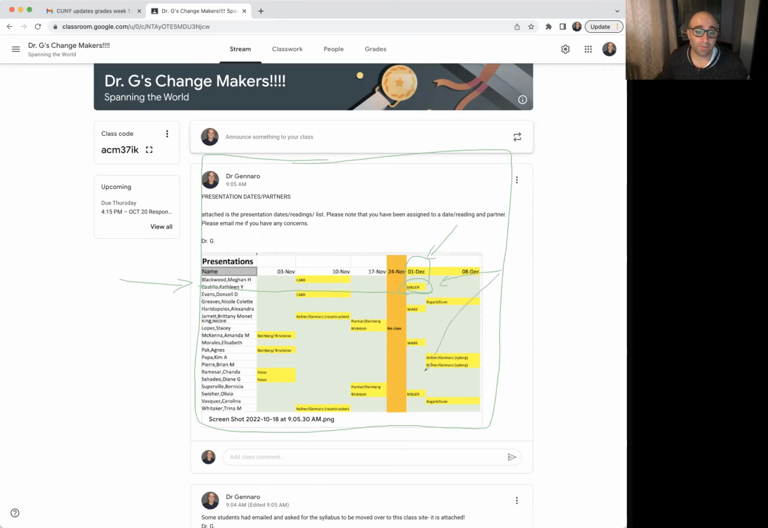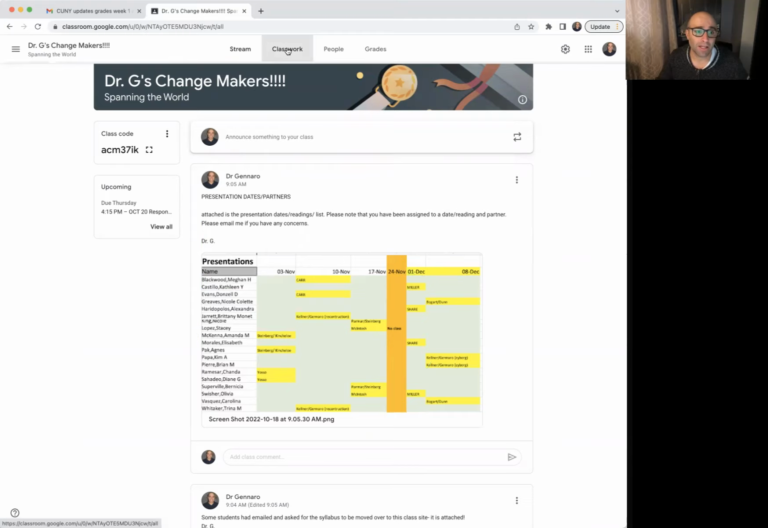And then you find the second person who has the same presentation reading as you, and that will be your partner for the presentation. So that's how it works. When you look at this file right here, you'll find your name, the date that you're presenting, the reading that you're presenting on, and the other person that you're presenting with. All presentations will work in partnerships, but let's take a look at what the presentation itself is about.